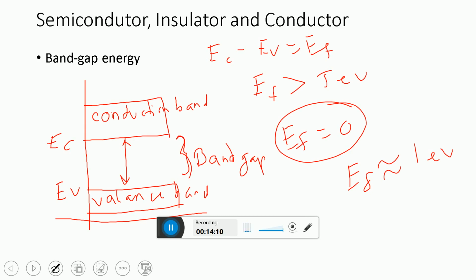In a conductor the band gap is absent, and in some cases the conduction band and valence band overlap with each other. Whereas in the case of the semiconductor, the band gap energy is nearly equal to 1 eV, and it shows the properties of both insulator and conductor. So it is called a semiconductor. The property of a semiconductor depends on the temperature.